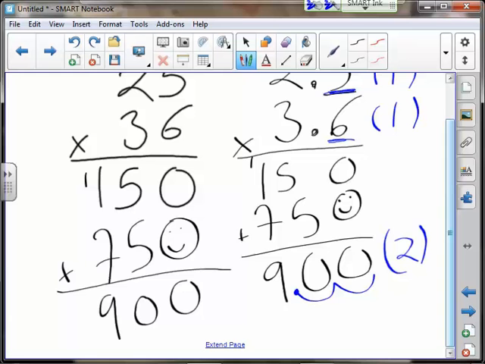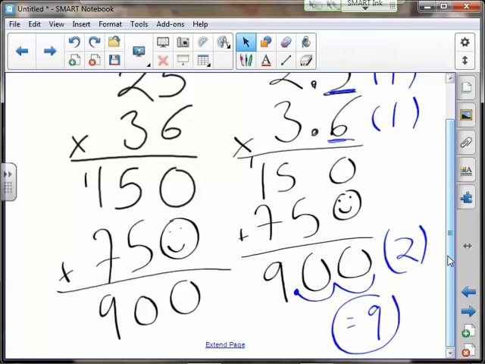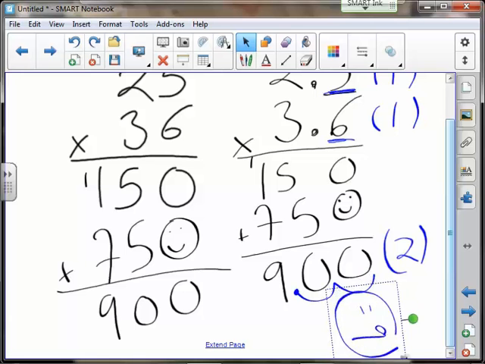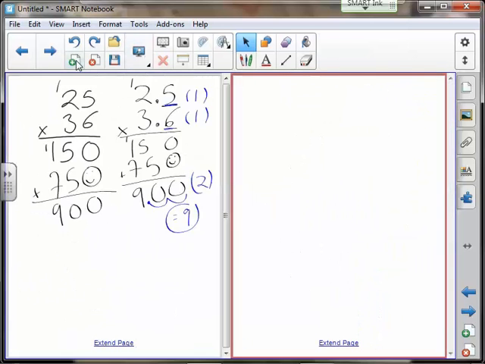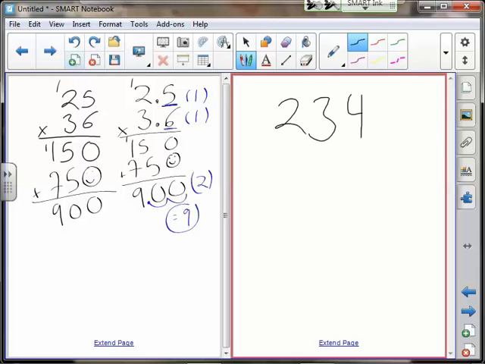And my final answer is what? 9. I don't need points. My final answer is 9. Yay for life. All right, so here we go. Let us continue. Let's say I was going to multiply 234, but I'm going to put a decimal place in. And then I'm going to multiply times 600.